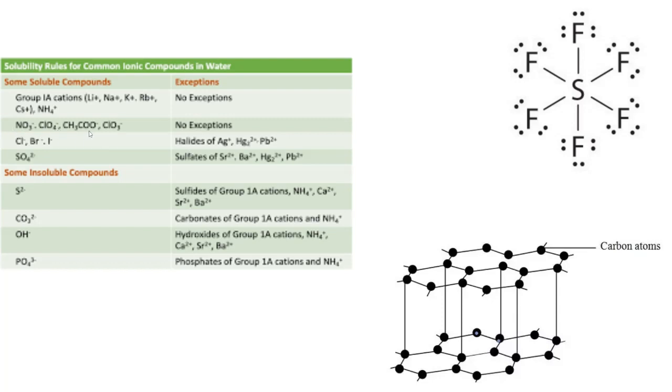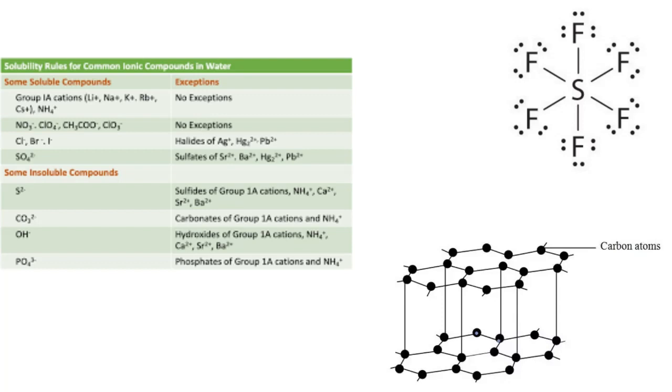Nitrates, perchlorates, acetates, and chlorates are all soluble with no exceptions. Chlorides, bromides, and iodides are all soluble except when they're bonded with silver, mercury, or lead. Sulfates are all soluble unless bonded with strontium, barium, mercury, or lead.